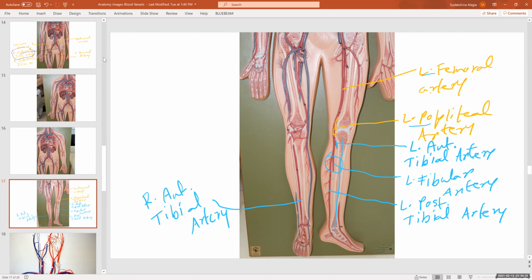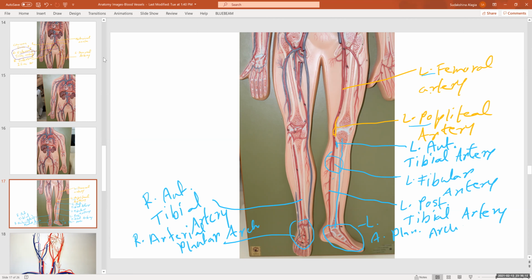Both anterior and posterior tibial arteries feed into the arterial plantar arch. So you can call this right arterial plantar arch, and this is left arterial plantar arch. Okay.